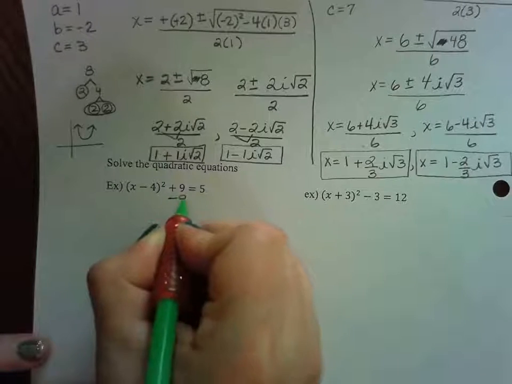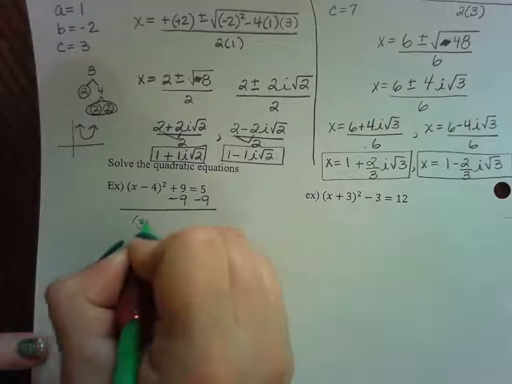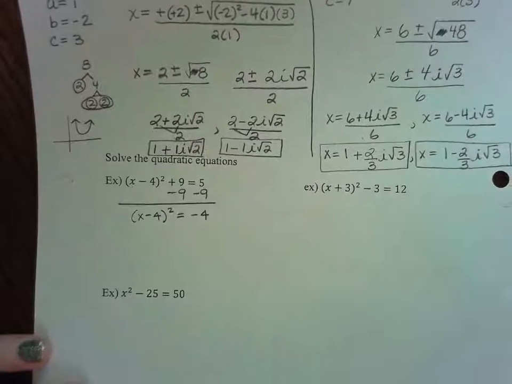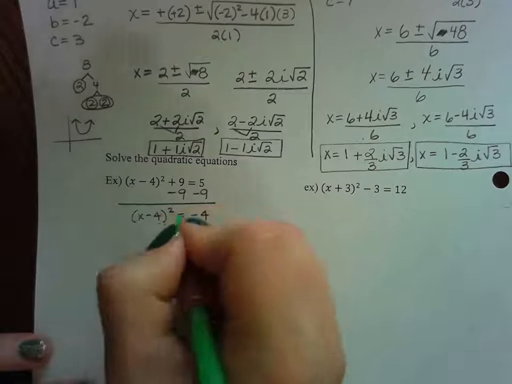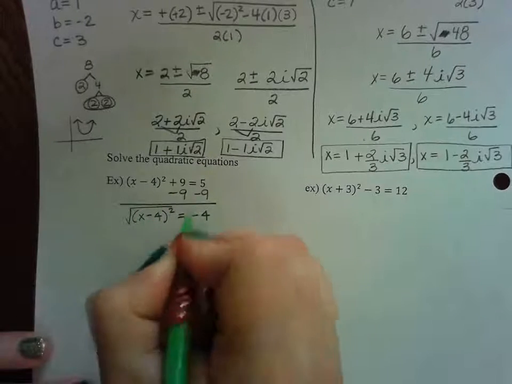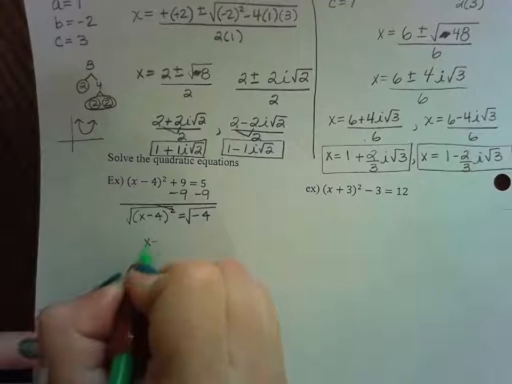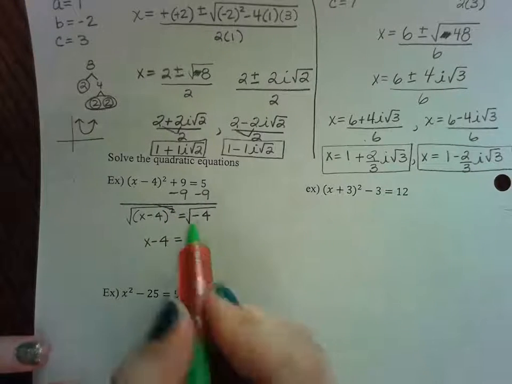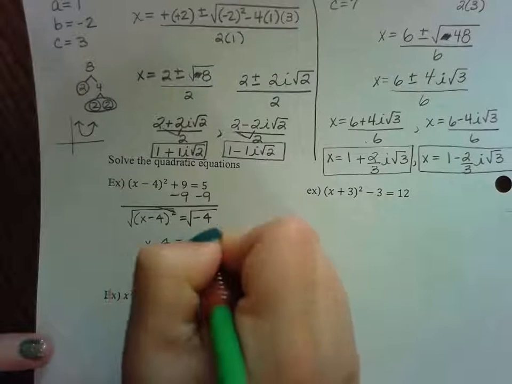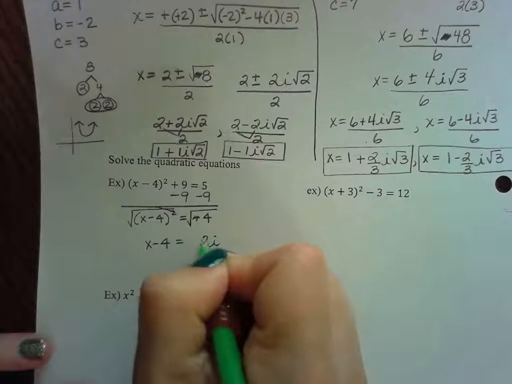First you want to subtract 9. Subtract 9 from both sides. You're left with x minus 4 squared equals negative 4. Then from there, to get rid of this little squared right here, you're going to square root both sides. And you're going to square root this side. So this is going to go, and this is x minus 4. Now this is a negative under the square root. So it's going to have an i in your answer, and the square root of 4 is 2.